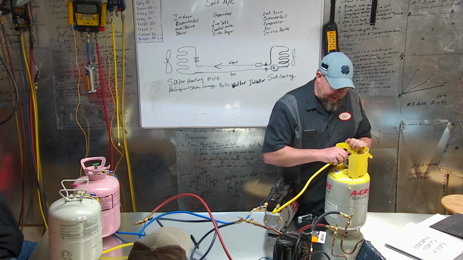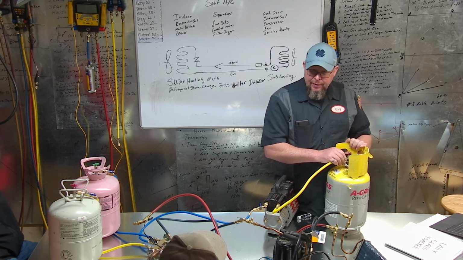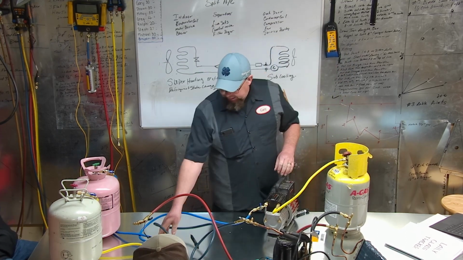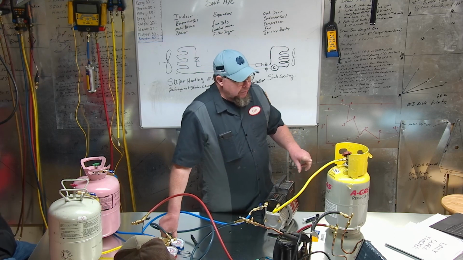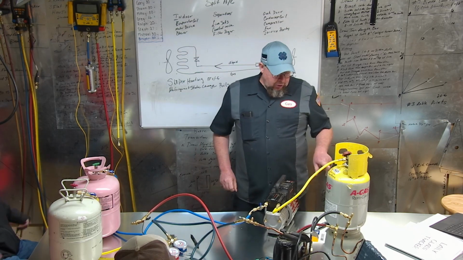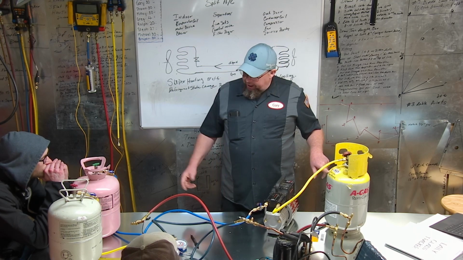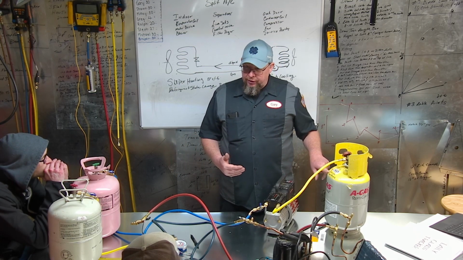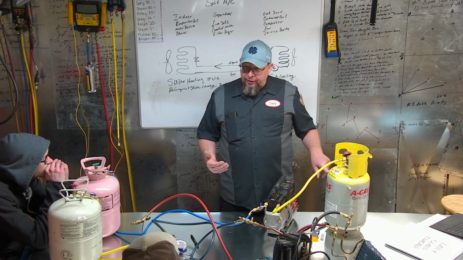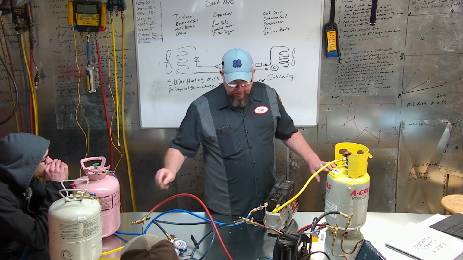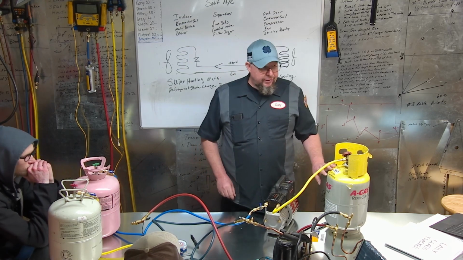Vapor side's fine, liquid side's fine, it's not going to matter. But then I need to bleed these lines out so I have good refrigerant, because this tank is my refrigerant, and this is what we're going to use for projects around here, because I own it. I own these two tanks, and I own the refrigerant that's in this.